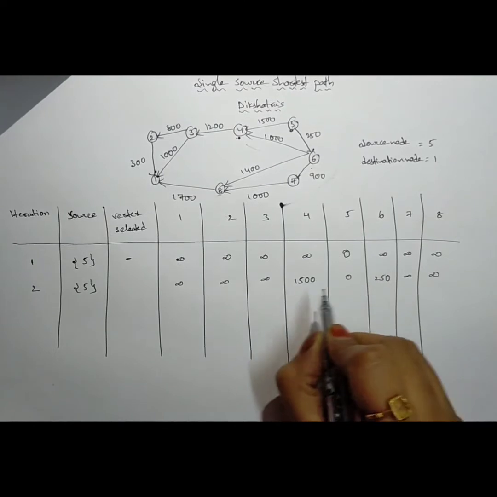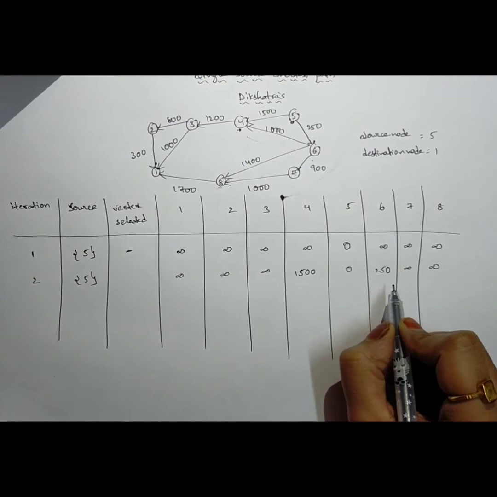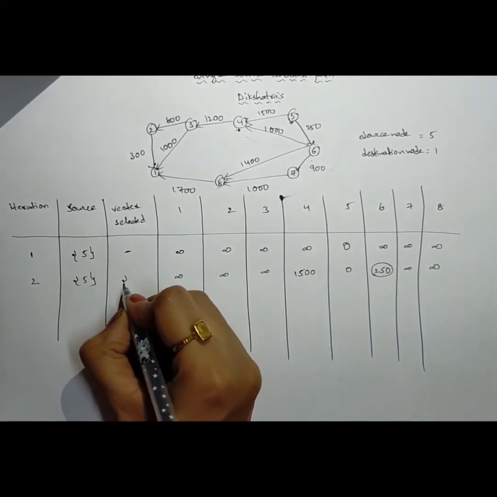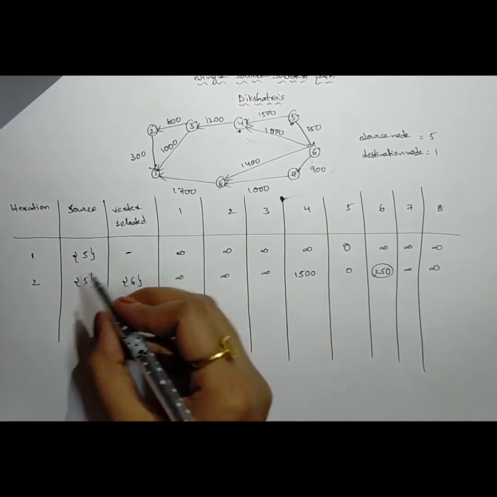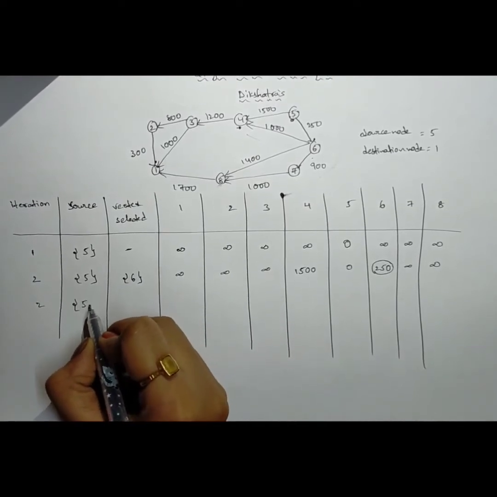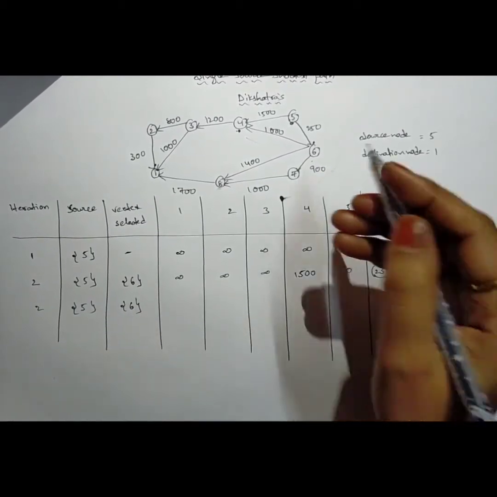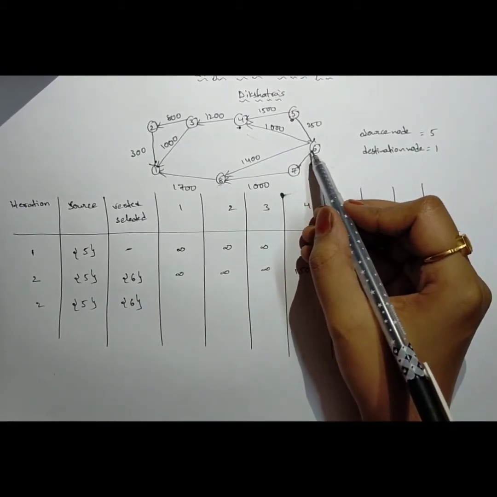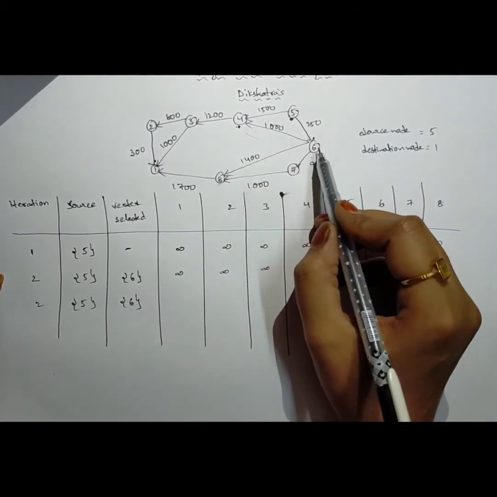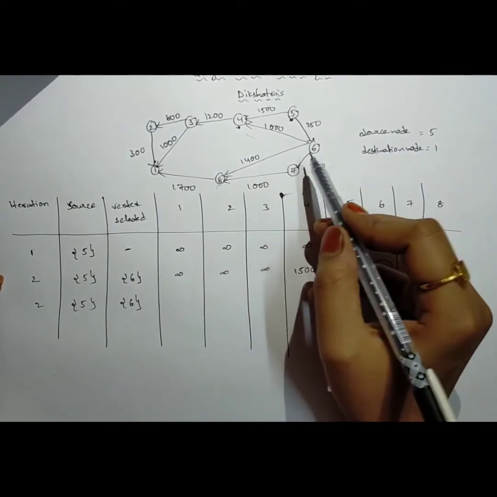Now let us consider the smallest value from these two values, as we are finding the shortest distance. The smallest value is 250, so I am considering the vertex 6. See, from 6 you need to check the directly connected edges. We have an edge from 6 to 4, we have an edge from 6 to 8, and here also we have an edge from 6 to 7. Let us consider them one by one.